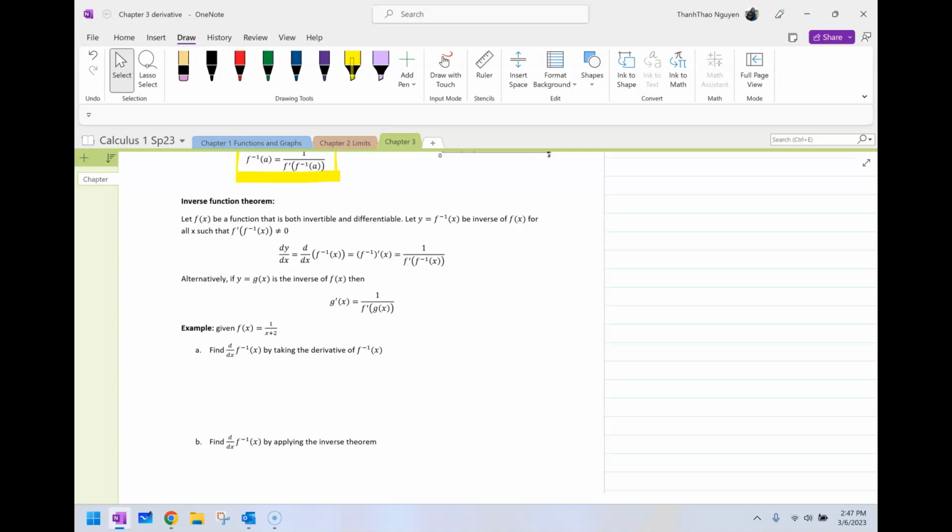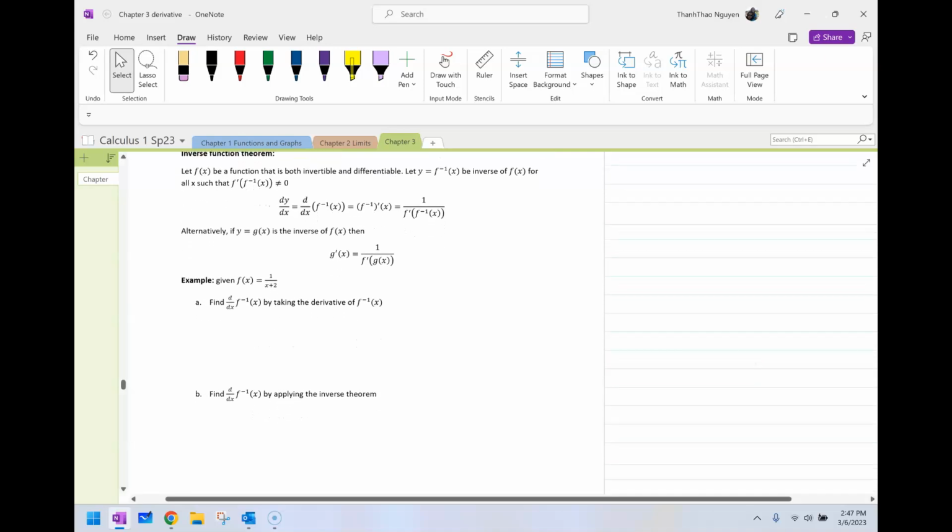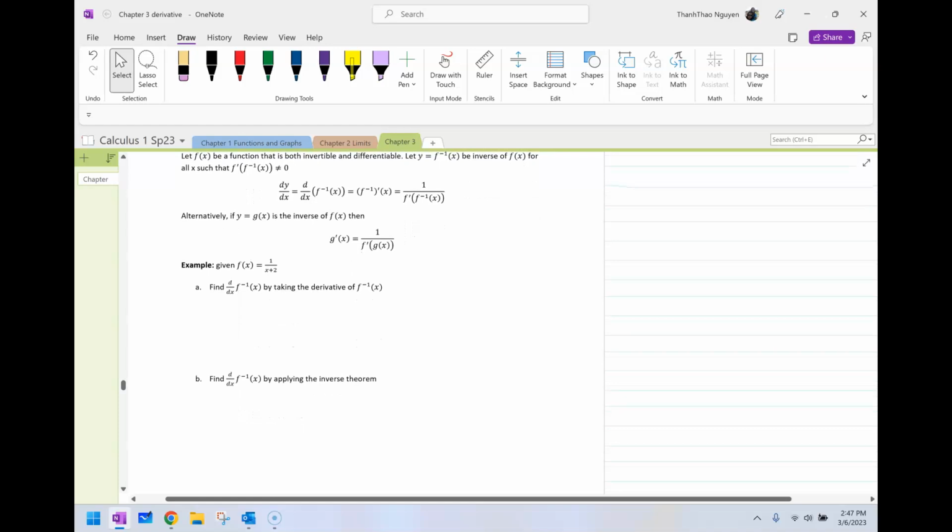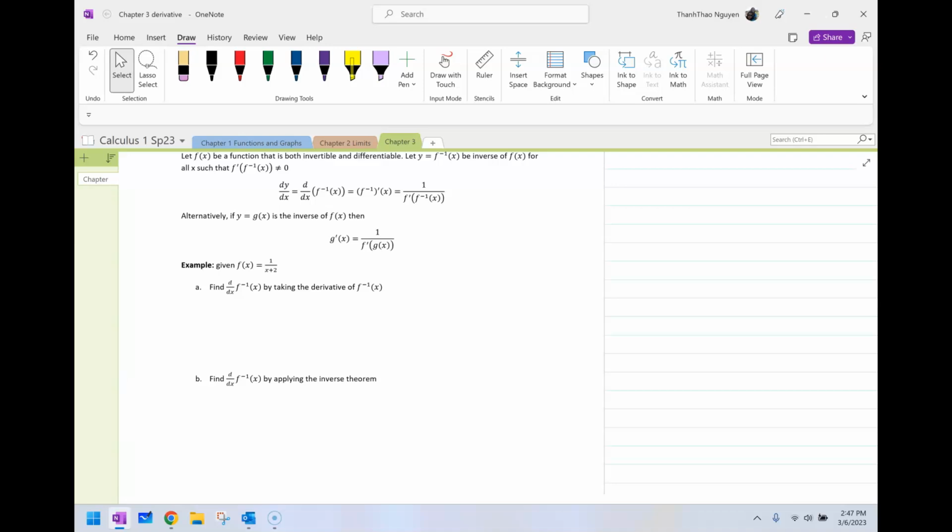Alternately, if we write y equal g of x, which is the inverse of f of x, then g prime of x is equal to 1 divided by f prime of g of x. So let's take a look at the example. The theorem is a little hard to follow, but if you just look at the example, you will see the connection pretty clearly.